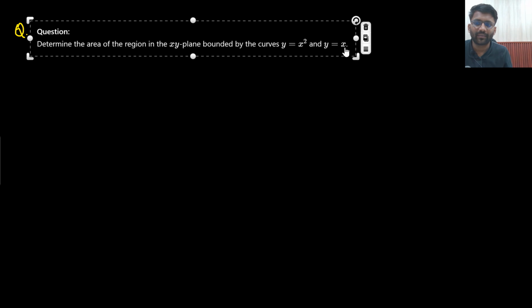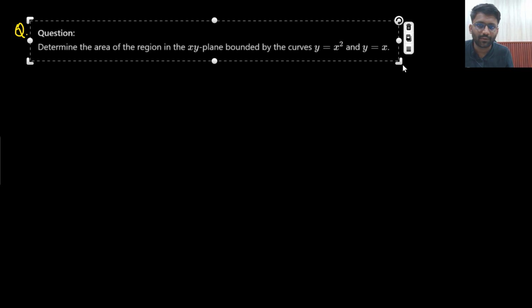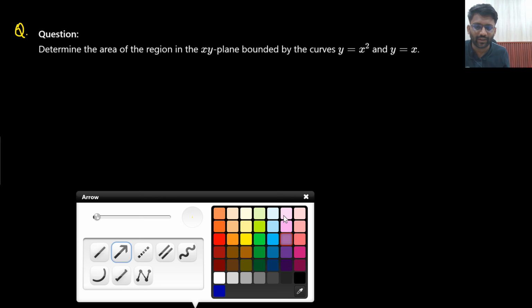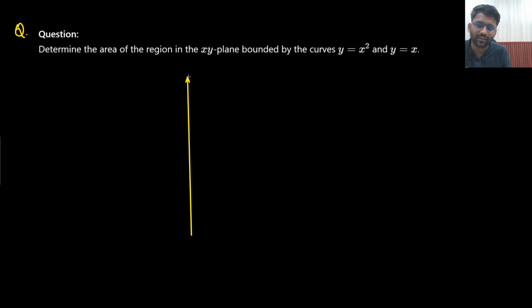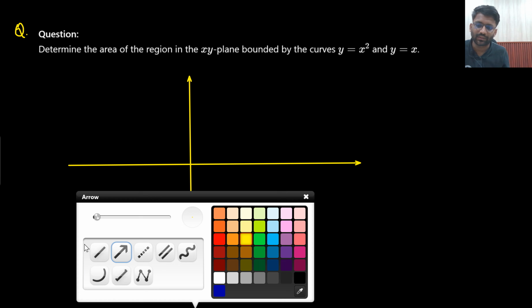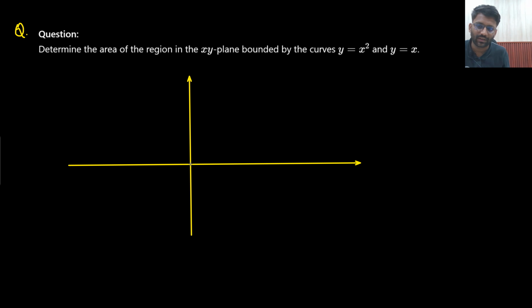Let's solve the next one. What you need to determine? Determine the area of the region in the xy plane bounded by the curve y equals x square and y equals x. So we need to make y equals x square, and y equals x, and the bounded region. Can I make y equals x square? Yes sir, y equals x square will look somewhat like this. At least 20-30 times we have made this graph. This is the graph of y equals x square.